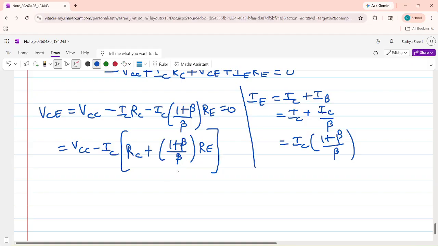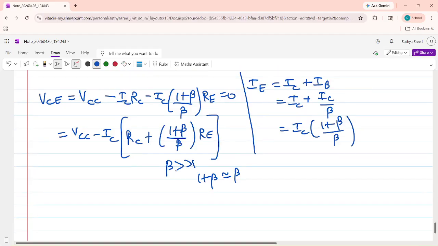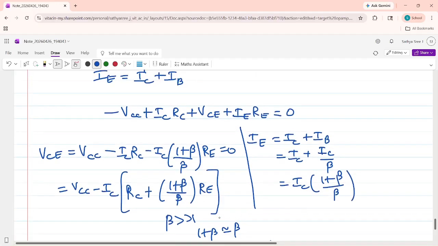In this equation, if beta is very much larger than 1, what happens? This 1 you can neglect. So we can approximate 1 plus beta as beta. In the numerator it is beta, this beta and beta get cancelled, which is equivalent to saying approximately VCE equals VCC minus IC multiplied by RC plus RE. So what is the meaning of this? In this equation, assume IC is approximately equal to IE.